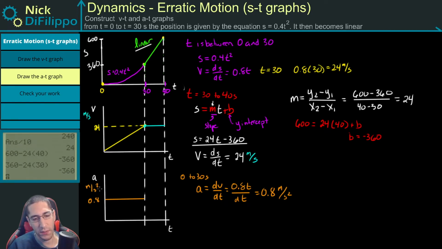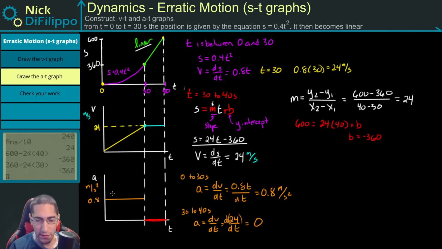meters per second squared. And then we want to look at what's happening from 30 to 40 seconds. And our velocity in this term, well, our acceleration is still dv/dt, and our velocity is 24. So the derivative of 24 with respect to time is just equal to 0. So we have no acceleration from 30 to 40 seconds. It's equal to 0.